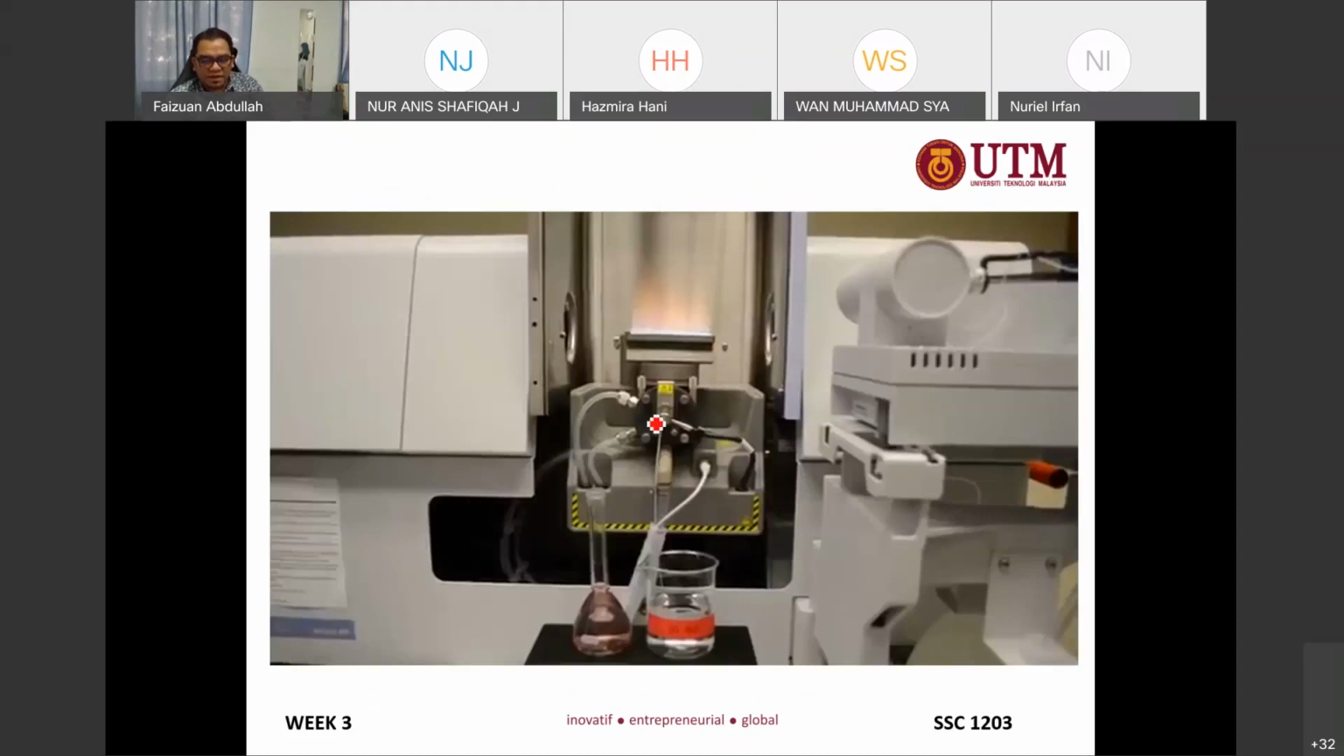So this is the flame. This is the real AAS. Here is the suction pump. We have a sample here. This is the flame. We have the atomizer. We have the nebulizer inside here. Then this is the atomizer, the flame.